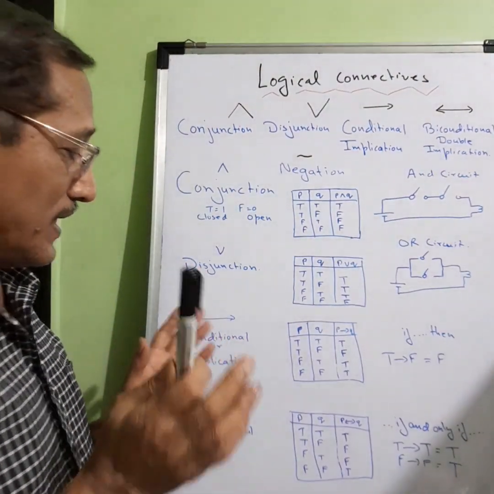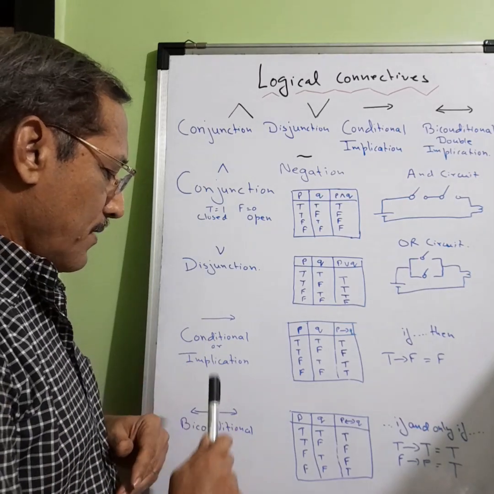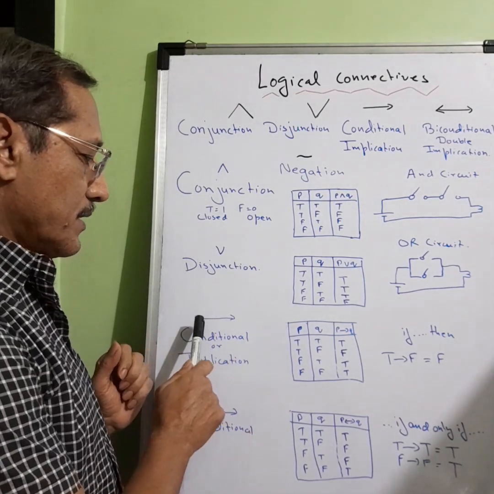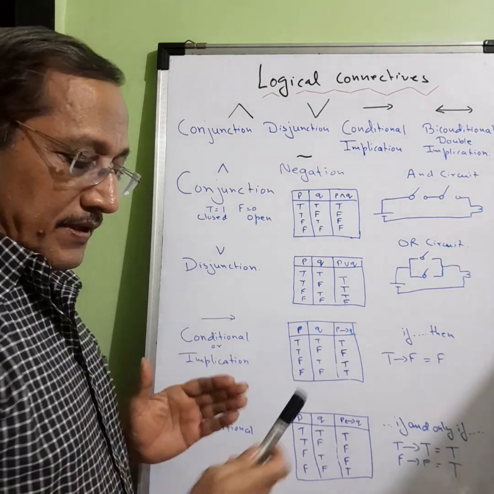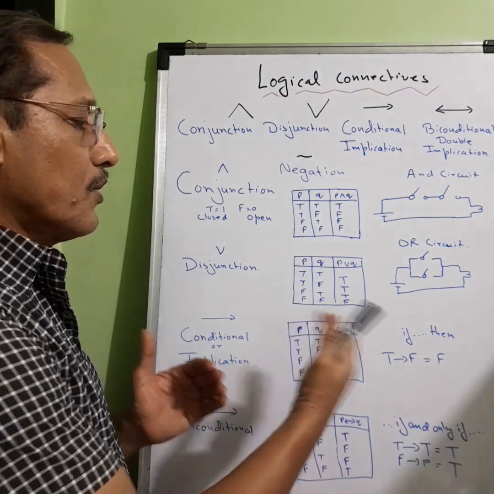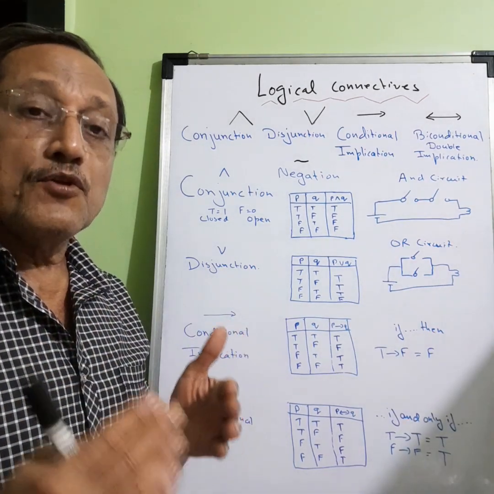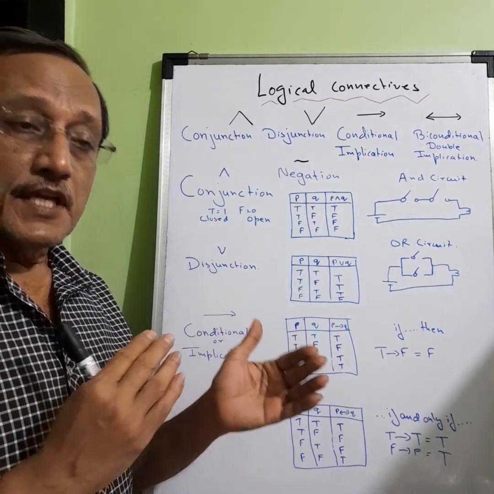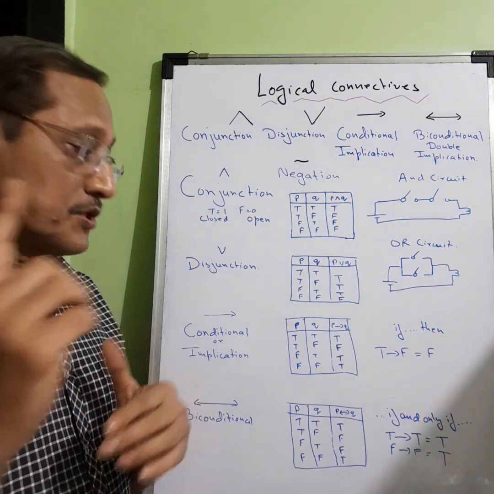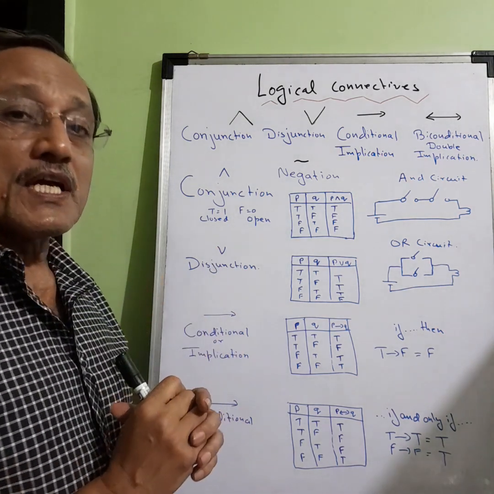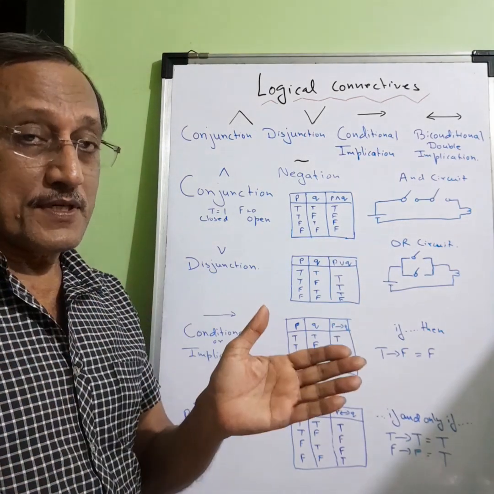Hi guys, now let's try and understand conditional or implication and biconditional. The conditional is represented by an arrow directed in this direction. Now, to put it in a statement: if you be persevering, then you prosper. So we are talking about conditional. If you be persevering, you prosper.